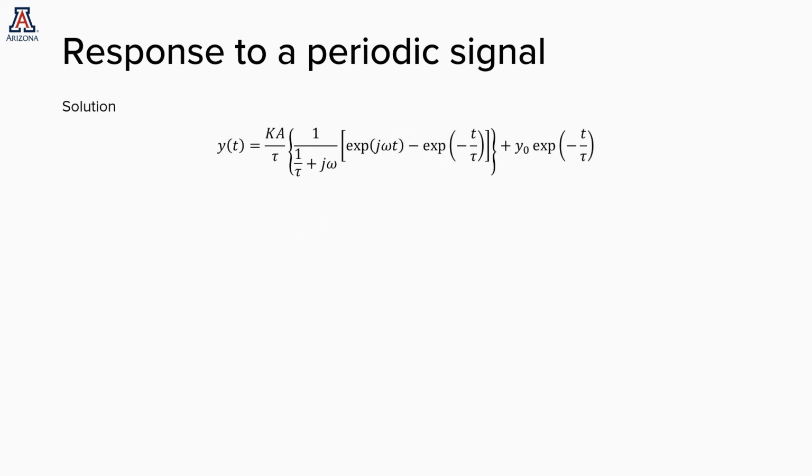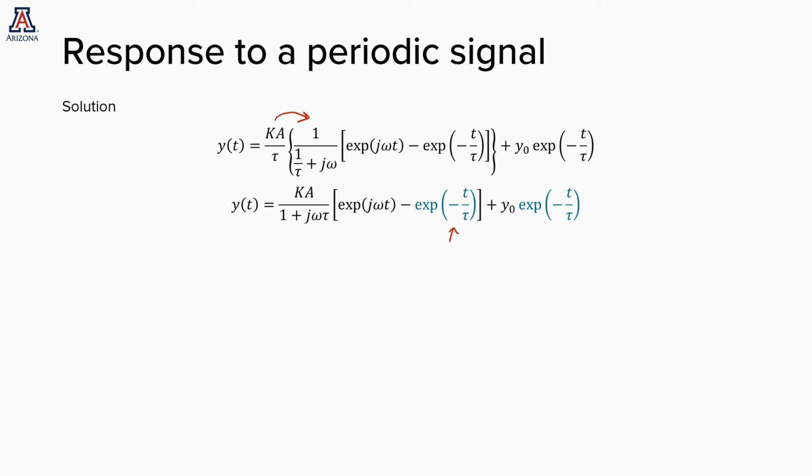Finally, we're going to substitute that back into our equation for y of t that was in terms of Laplace transforms. And so we've got the ka over tau times that left term that we just solved, and the y naught times tau times the right term that we just solved. And we can move the ka over tau into the curly braces there. So that gets rid of the curly braces. You've got ka over 1 plus j omega tau, I'm sorry.